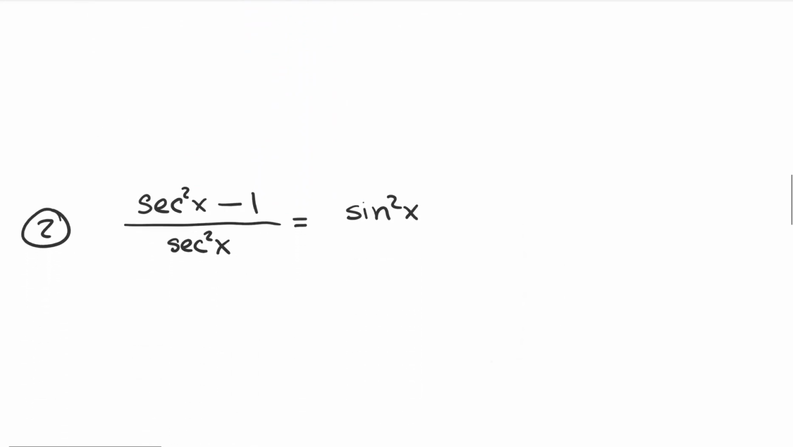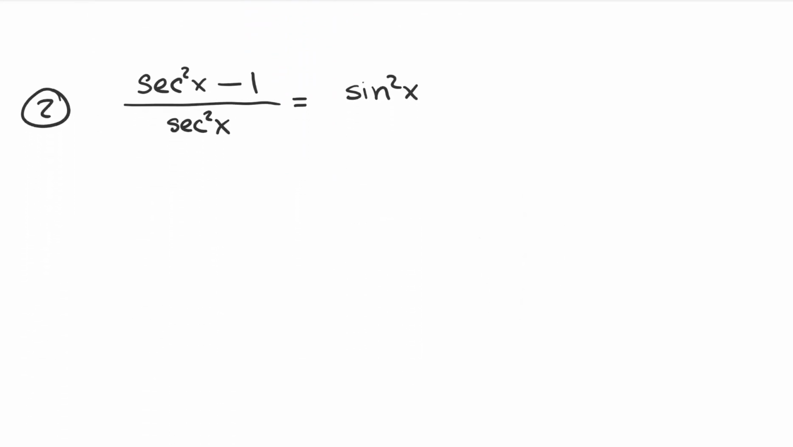Again, there's no answer. So here we have secant squared of x minus 1 over secant squared of x is equal to sine squared of x. That's just truth. There's no answer. We're going to show that one side is equal to the other. So we look at what's more complex, and I believe the left-hand side to be much more complex.